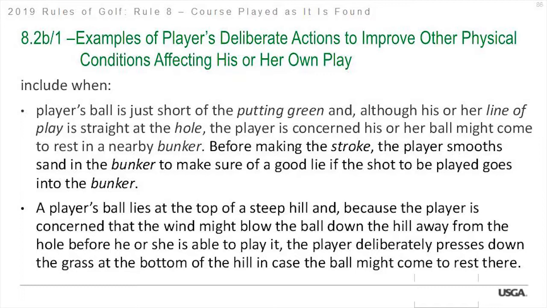Okay. Player's ball lies at the top of a steep hill, and the player is concerned the wind might blow the ball down the hill, away from the hole, where he or she is able to play it. The player deliberately presses down the grass at the bottom of the hill just in case the ball comes to rest there. Just seems like a violation, right? So if your ball is possibly going to end up in a spot, and you go fix that area, you're going to be penalized under 8.2.